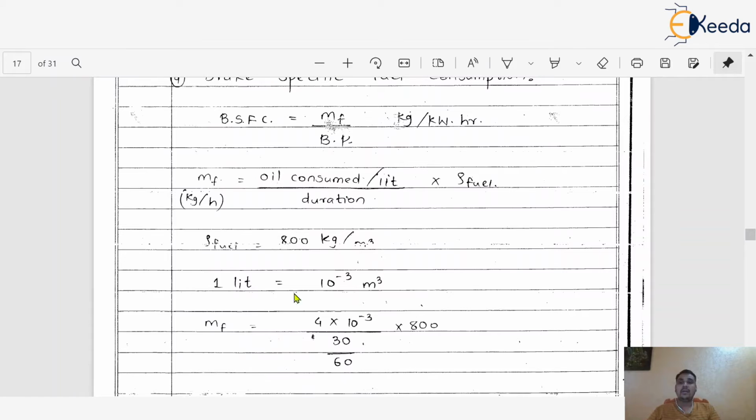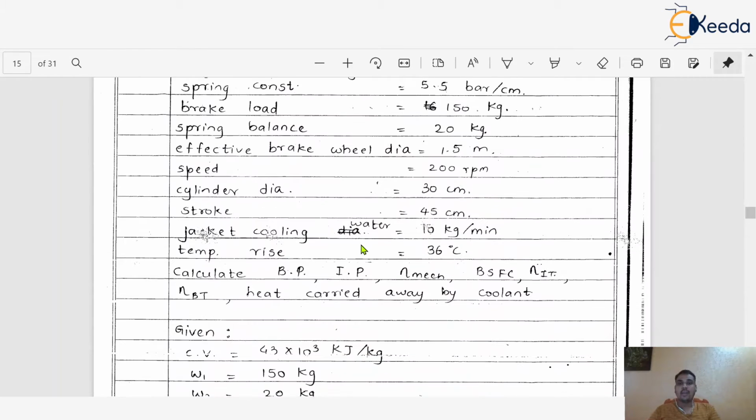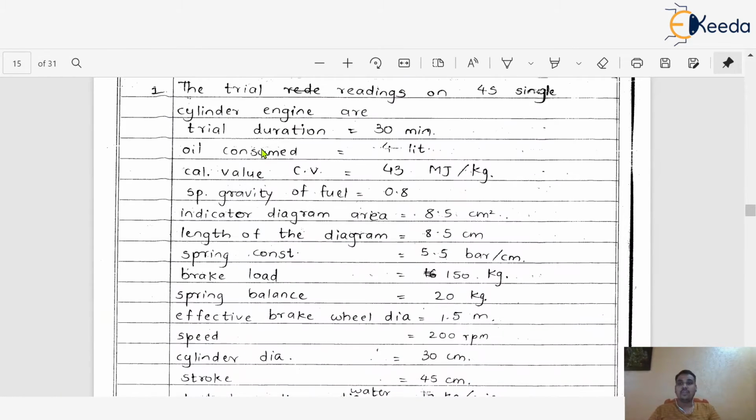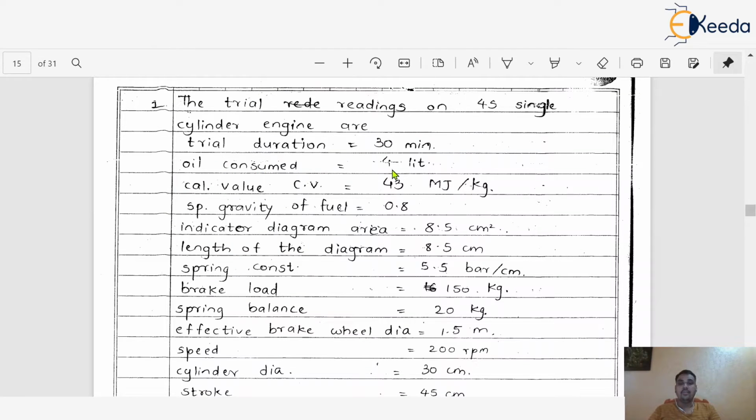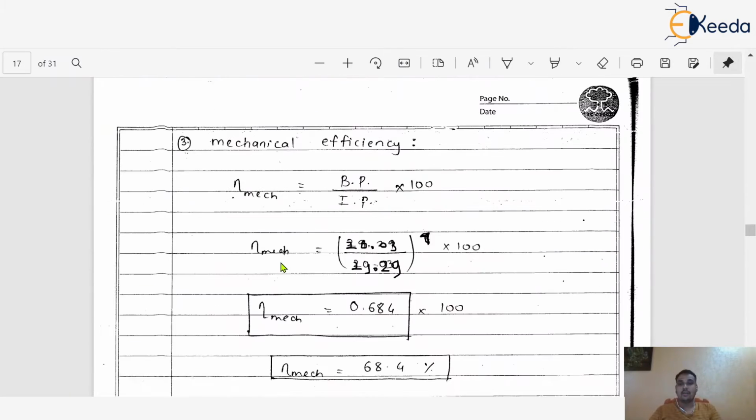So again, we know 1 liter is equal to 10 raised to minus 3 meter cube. As we discussed earlier, this unit conversion is used here. How can we calculate the mass of fuel oil consumed per hour? The oil consumed, which is the first thing given in the problem, is equal to 4 liter, in terms of liter itself.